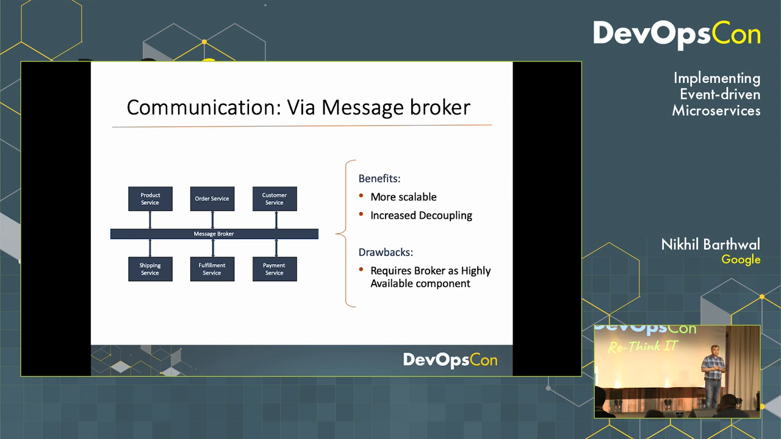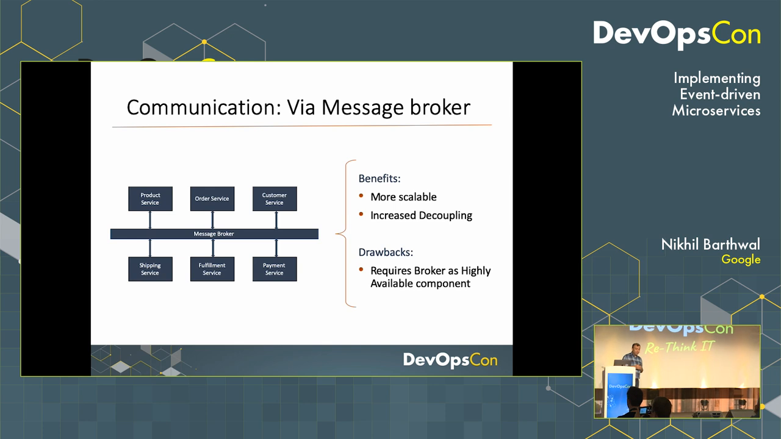Communication via message broker would avoid that problem, right? It's much more scalable. If I want to create a new service and expand and put in new business functionality, I can plug in one service, I can remove that service. Now the services don't even need to know about each other, so there's a decreased amount of coupling. Of course, the drawback is that now you have a message broker, which must be a highly available component. If that fails, good luck to you. Your system is going to go down.